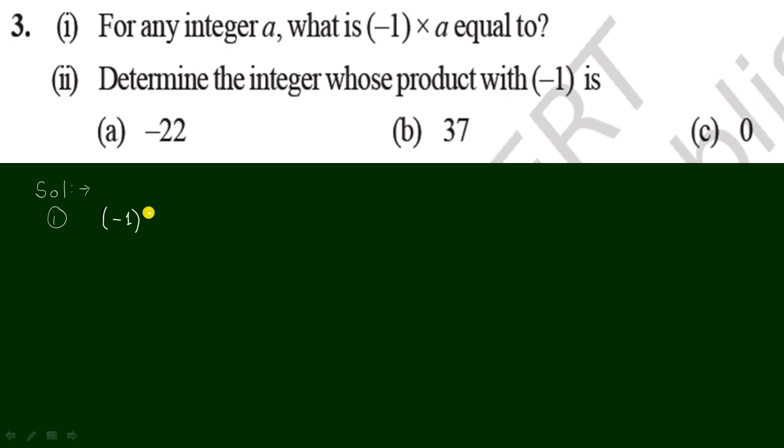If you see, this is question number 2. What is that? Determine the integer whose product with minus 1 is either minus 22 or 37 or 0. Here you see the product is minus 1. That means the answer will be in minus sign. That means the answer is A, that is minus 22. In this way, you can use the Microsoft PowerPoint to teach online, or you can teach anywhere in this way, or you can make slides for online teaching.